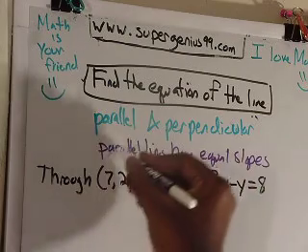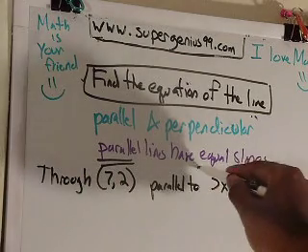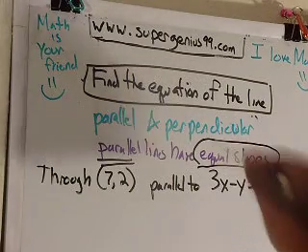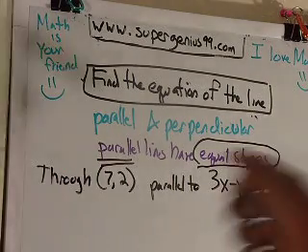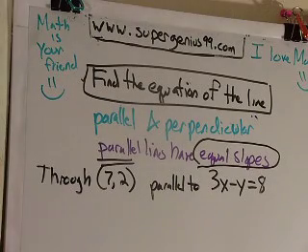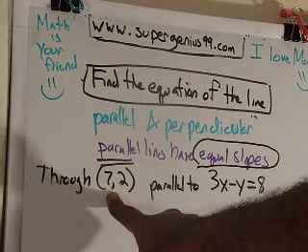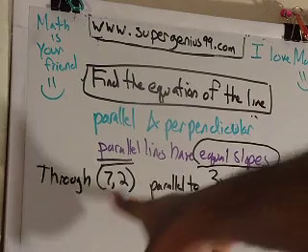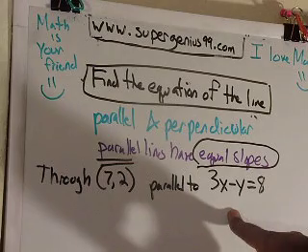Parallel lines have equal slopes. In other words, if you want to find a line that's parallel to another line, the first thing you've got to do is find the slope and just know that both of the slopes will be equal. So on this first one here, we want to find a line that goes through the point (7, 2) and is parallel to this line here.